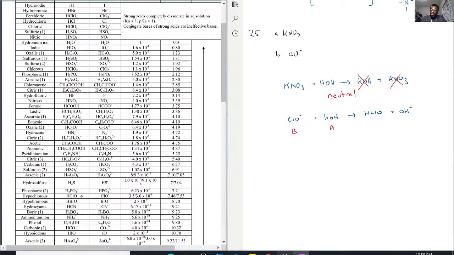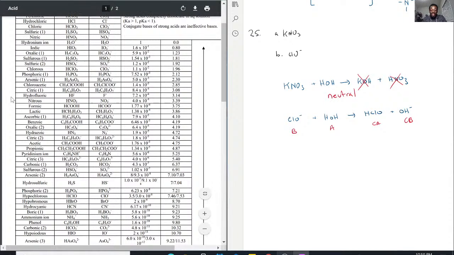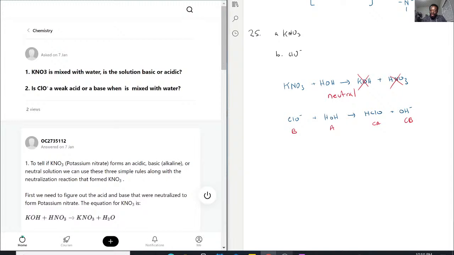This would be the acid, and this would be the conjugate acid, and this would be the conjugate base. So specifically referring to the ClO minus, when they ask if it's a weak acid or a base, as you can see here, the answer, this would be a weak base. Okay, so now with that being said, these are the answers for it.